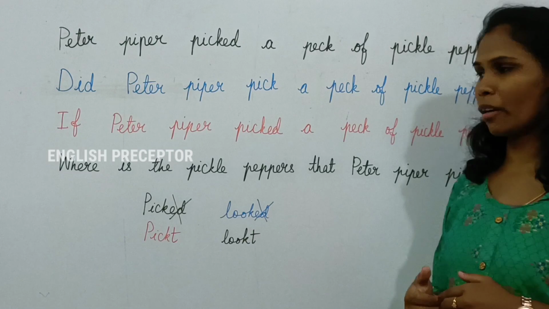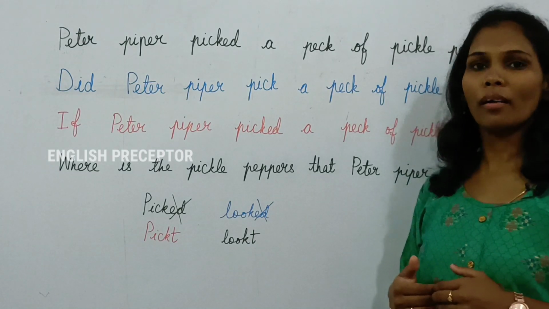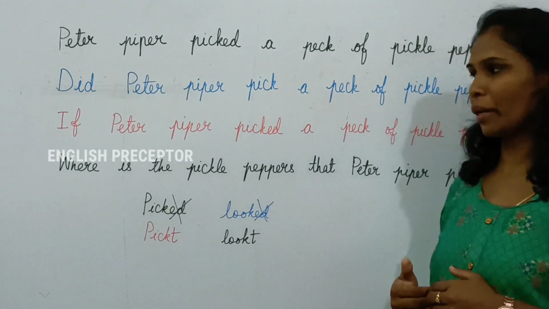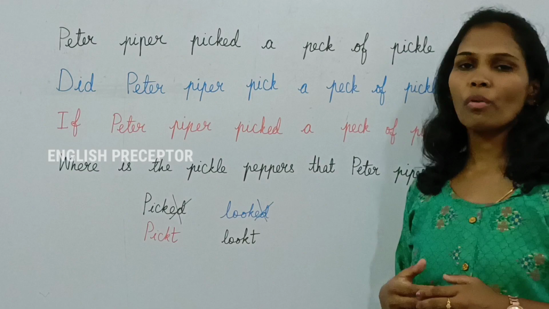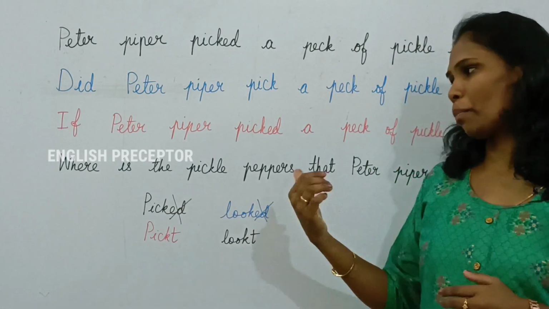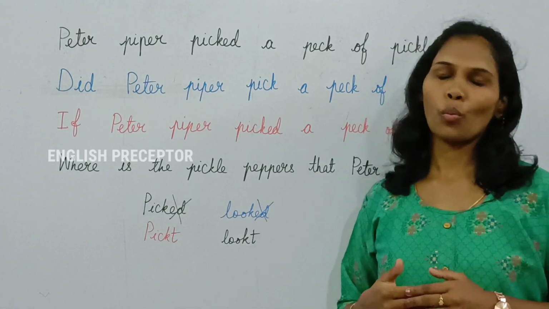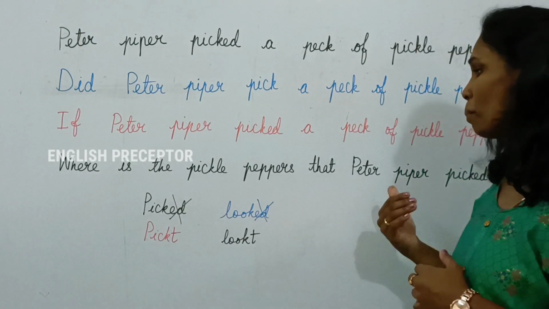Did Peter Piper pick a peck of pickled peppers? Where is the pickled peppers that Peter Piper picked? So for W we have to give an O sound, right? And moreover when we pronounce where, the mouth has to be in a smiling shape. So exactly we have to pronounce it as where. Where is the pickled peppers that Peter Piper picked?